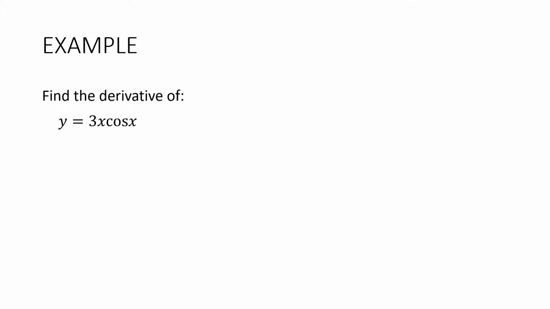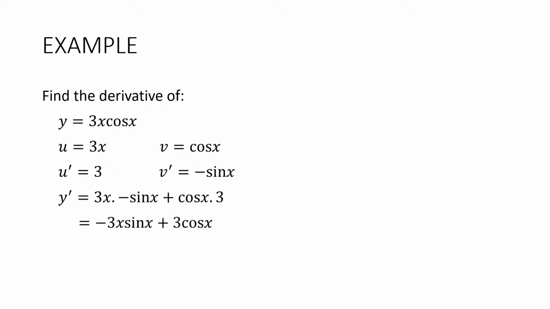About this one, here is a product rule. 3x multiplied by cos x. So u is 3x, cos x is v. Differentiate both of them. Derivative of 3x is 3, derivative of cos x is negative sine x. Construct the product rule: u multiplied by dv dx plus v multiplied by du dx. Tidy it up.